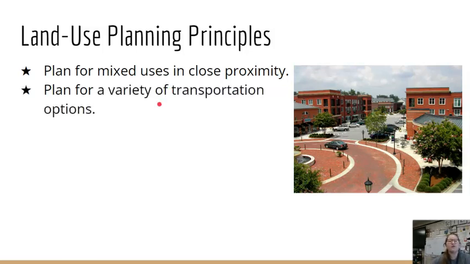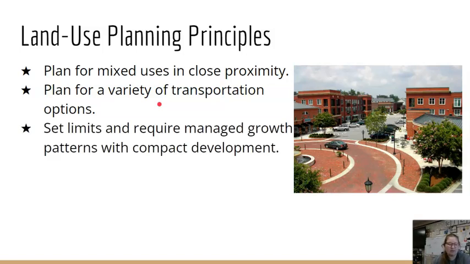We should also plan for a variety of transportation options. So yes, we should have roads for cars, but also what about public transportation? What about trains? What about buses? All of those. What about walking? What about biking? Good land use planning incorporates all of those variety of transportations into the plan.